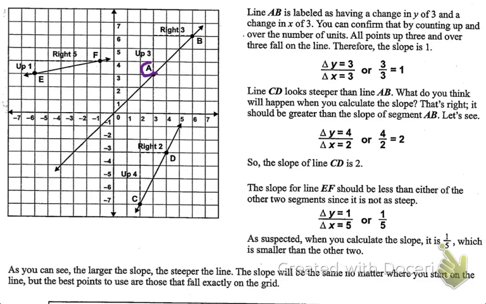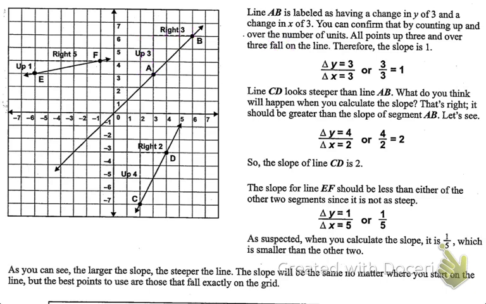We'll go up 3 units and over 3 units. All points up 3 and over 3 fall on the same line. Rise 3, run 3. 3 over 3 will simplify to 1. Therefore, the slope is 1.